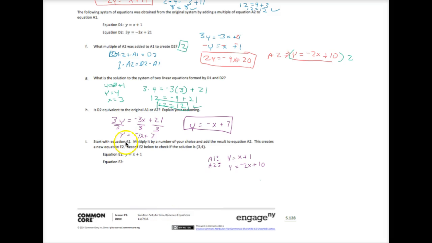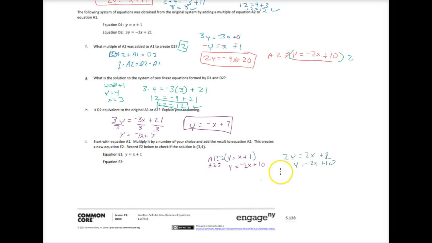Next task, start with equation A1, multiply it by a number of your choice, and add it to the result of A2. So, let's see. Well, I don't feel like working too hard, so a good number of my choice would be 2. Yeah, I know, lazy me. So that would give us 2y equals 2x plus 2. And then it says add it to A2, so let's go ahead and put A2 down here. Negative 2x, oops, Miss Love blew that one. And then we get here 2y equals negative 2x plus 10. Oh, this turned out a lot more interesting than I thought it would.